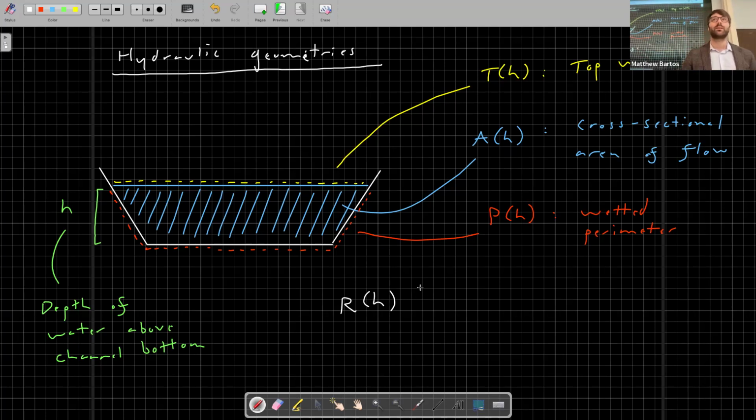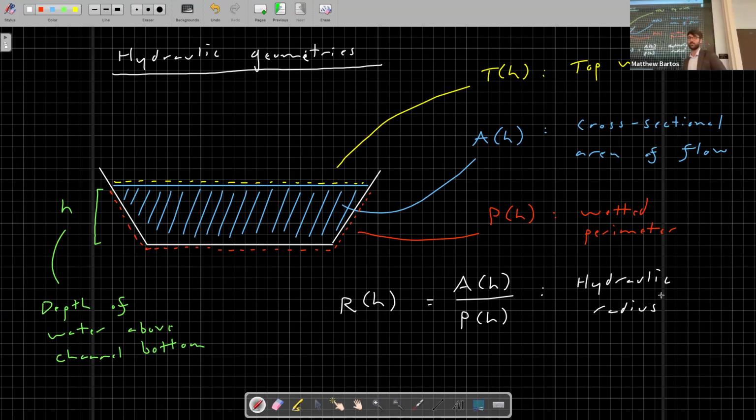Does anyone remember how the hydraulic radius is defined? Okay, very good. So the hydraulic radius is equal to the cross-sectional area divided by the wetted perimeter. And again, this is going to be something we're going to be using a lot when we're computing frictional losses in open channels. So the hydraulic radius is another important hydraulic geometry we're going to need to know. And it is, again, a function of the depth of water. Okay, any questions on these hydraulic geometries?